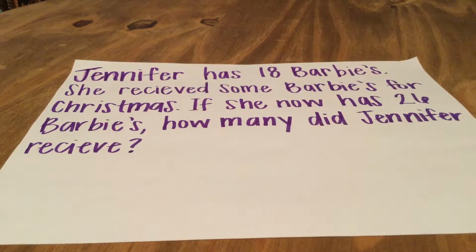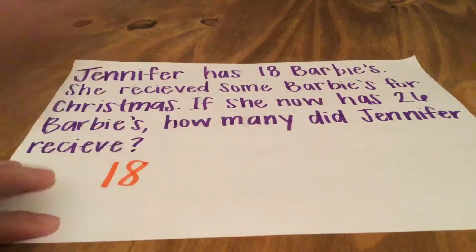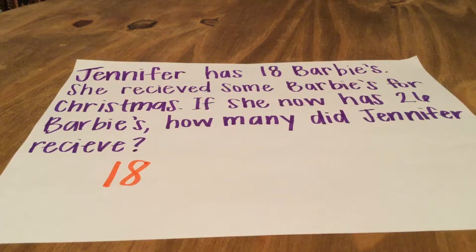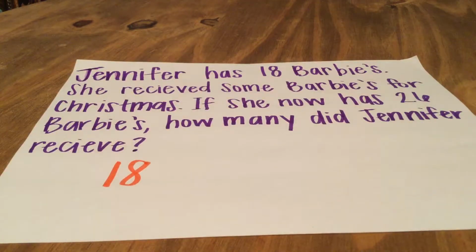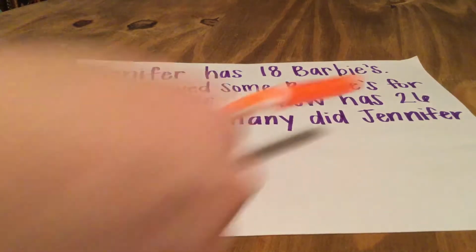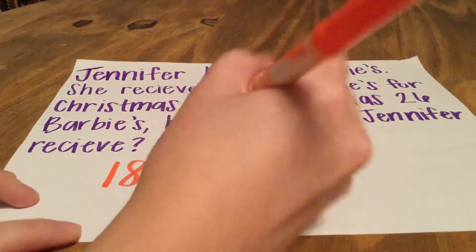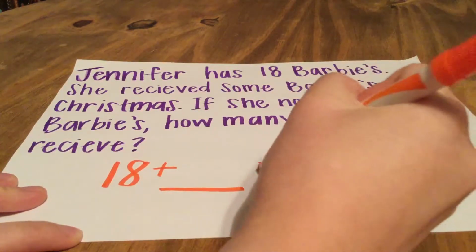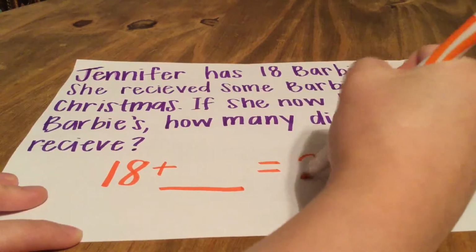So in this question, we know how much Jennifer started out with, which is 18 Barbies. So we're going to put 18. And then it says she received some for Christmas, but we don't know how many she received for Christmas. But we do know that she has 26 Barbies now. So we need to find out how many she received. And since 26 is greater than 18, we know that we are going to be adding. So we got to find out our mystery number. So 18 plus something equals 26.